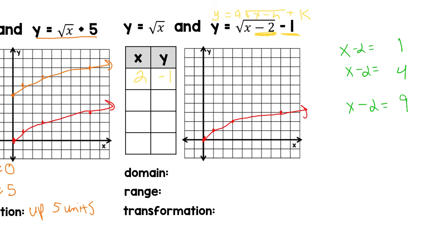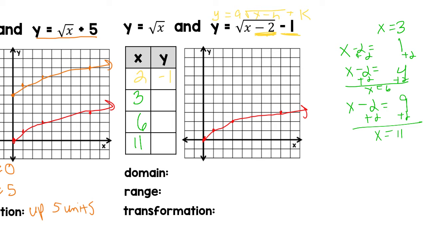So when I solve x minus 2 equals 1, I add 2 here, add 2 here, I get x equals 3. That's my next value in my x column. Same goes for x minus 2 equals 4. I solve for x, and I get x equals 6. It's my next value. Last one, add 2, and I get x is 11. So that fills out my x column.